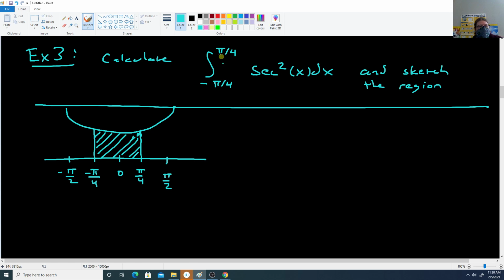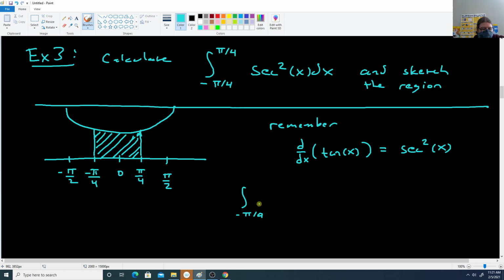Okay, so we need to figure out the antiderivative of secant squared. If we remember from earlier, d dx of tangent of x is secant squared. So tangent is a function that, when you take its derivative, gives secant squared. Therefore, the integral from negative pi over 4 up to positive pi over 4 of secant squared of x dx will equal tangent of x evaluated from negative pi over 4 up to positive pi over 4.